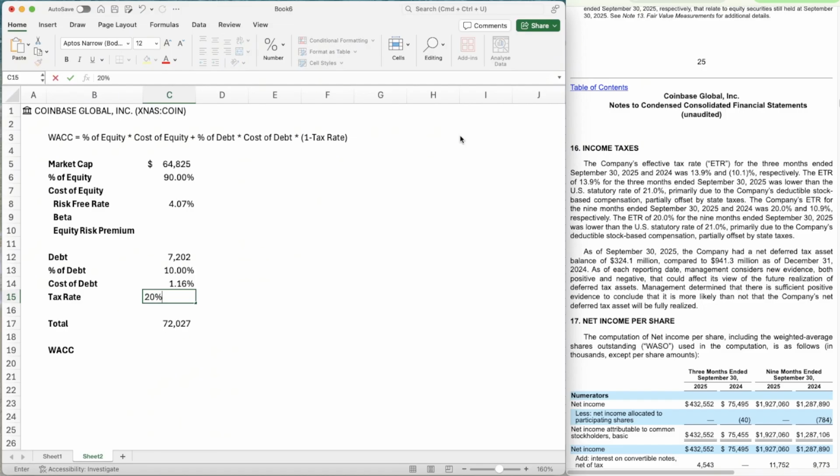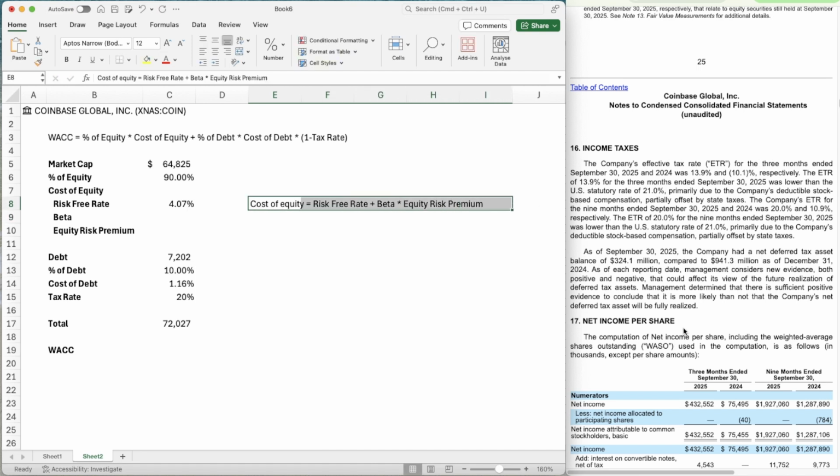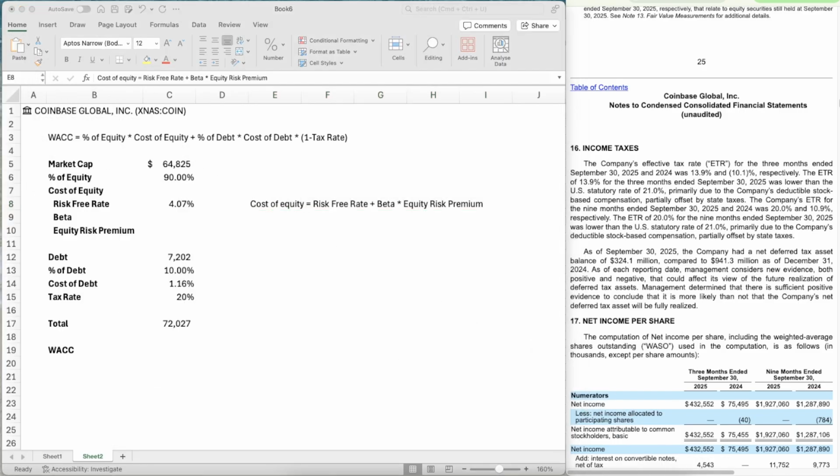And okay, now the only thing we have to do now is the cost of equity. We know what the risk-free rate is. We need to work out the beta and the equity risk premium, because your cost of equity equals your risk-free rate plus your beta multiplied by the equity risk premium. So, I mean, Coinbase is, let's see how we would define it.